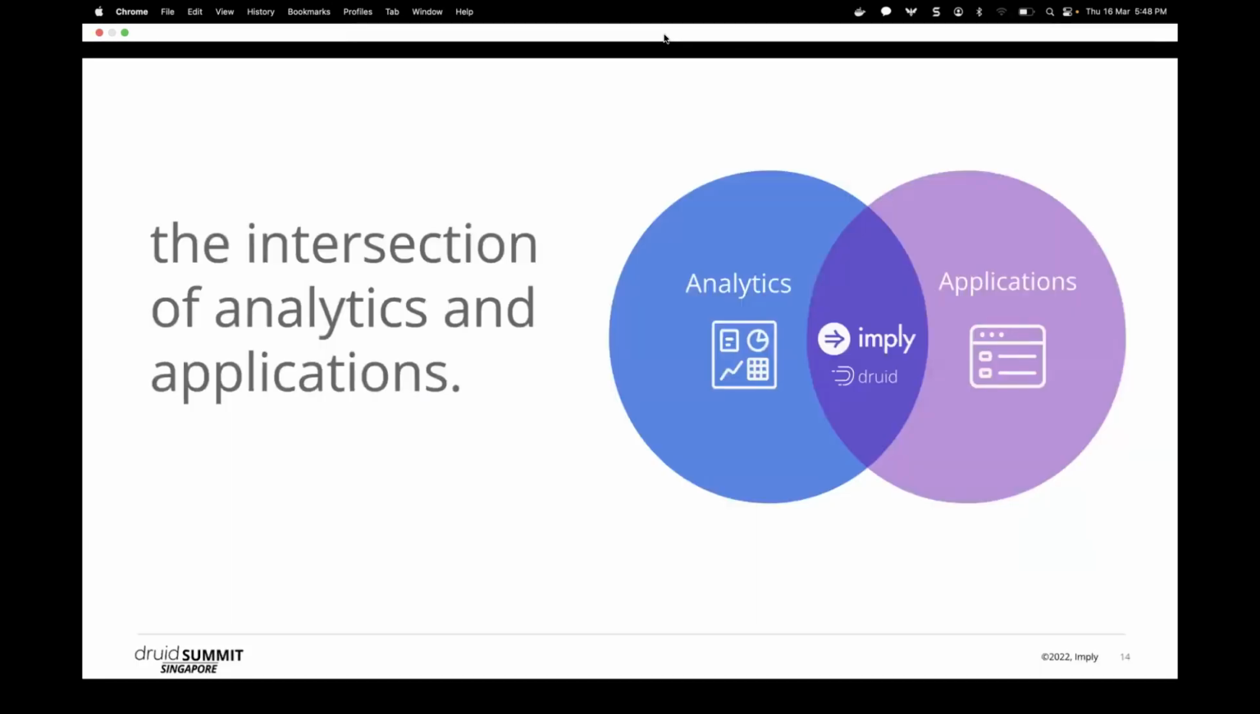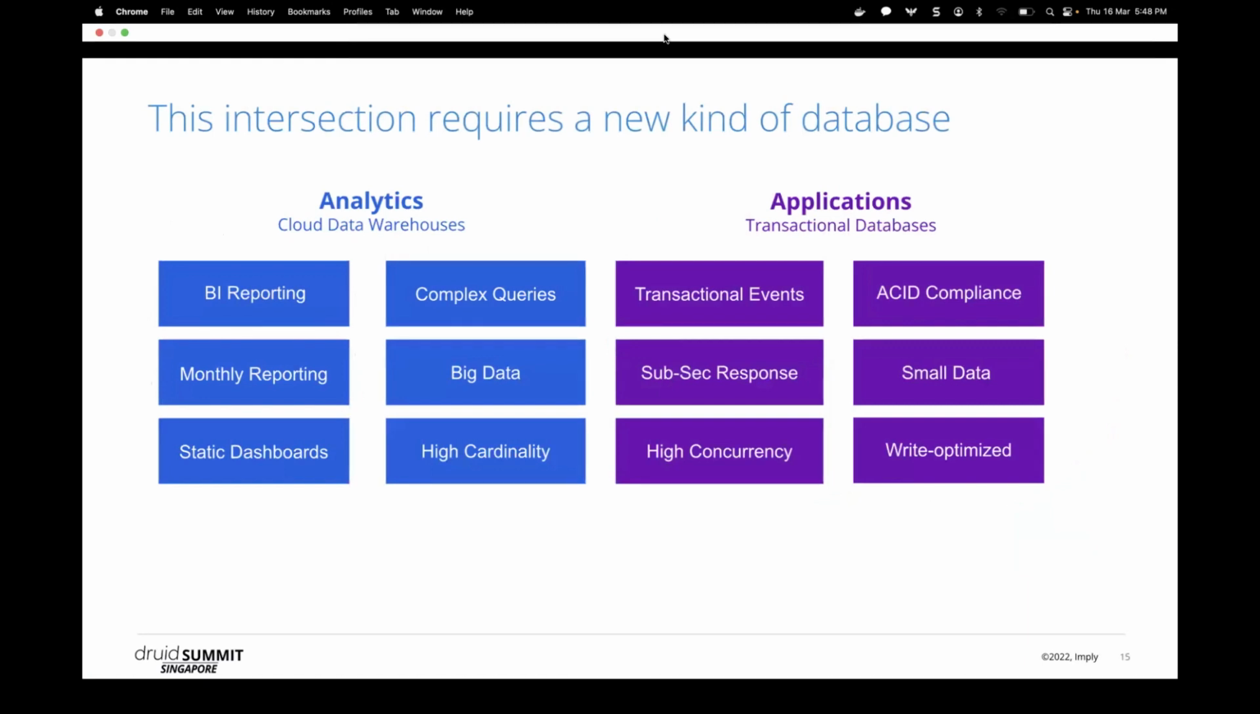Now, if you think of analytics on one side and applications on the other, what are the requirements? Analytics typically have the requirement of doing BI reporting, handling complex queries, being able to handle big data, high cardinality data. This is what analytics cases focus on. The application or transactional databases focus on supporting transactions, ACID compliance, write optimization, high concurrency, sub-second responses, and so on.